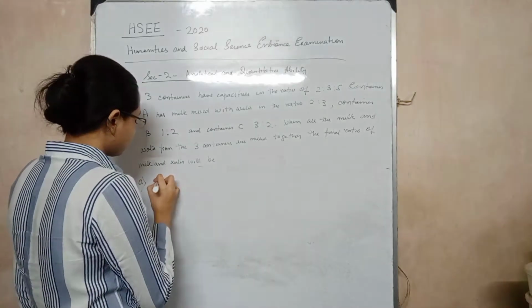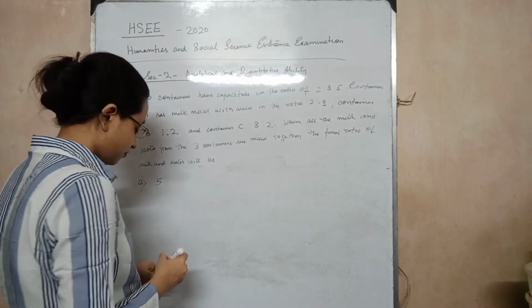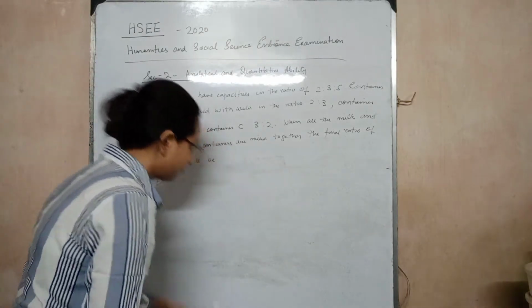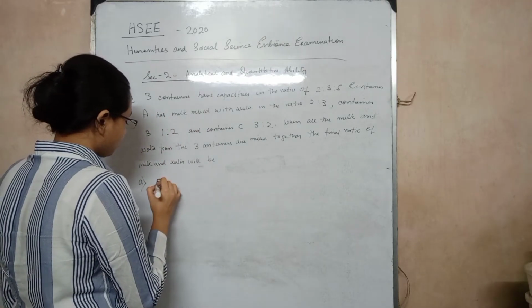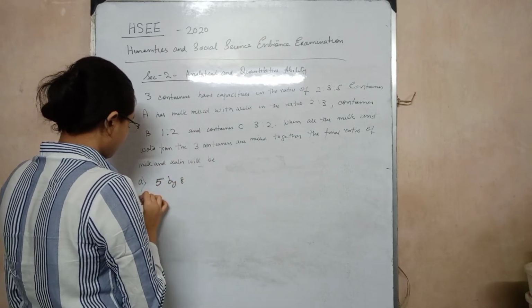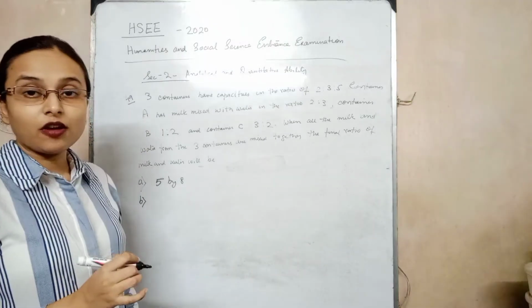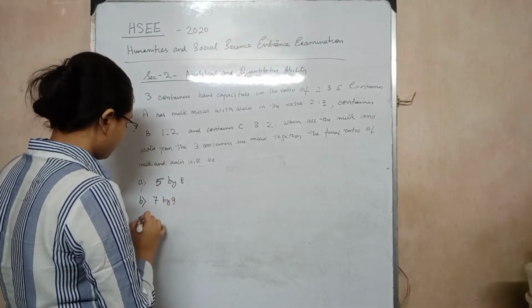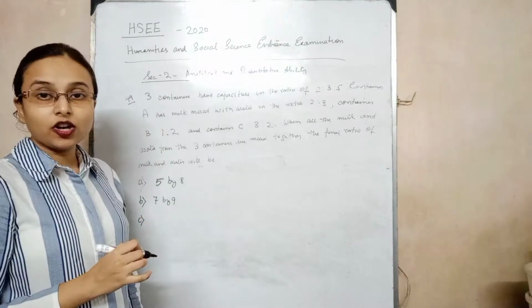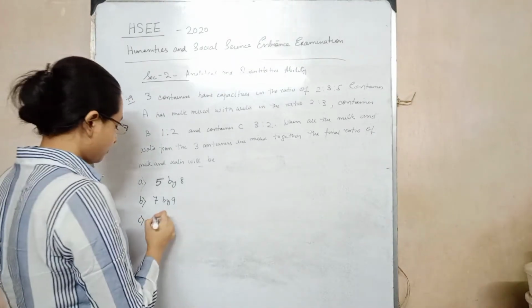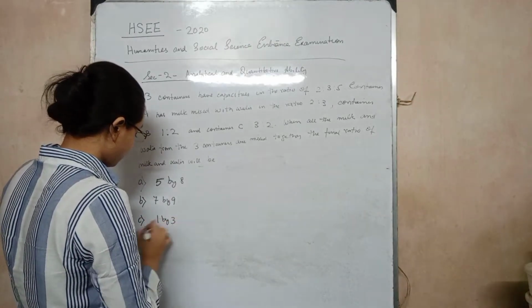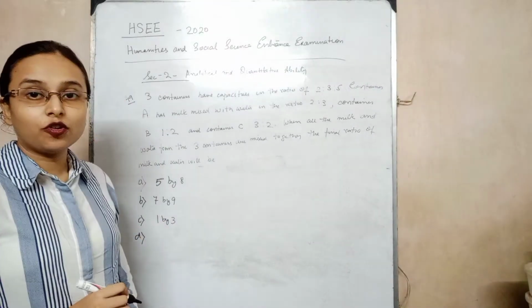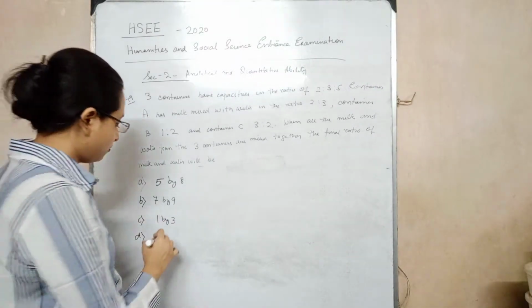5/8. Second option, 7/9. Third option, 1/3. And the fourth option, 12/13.